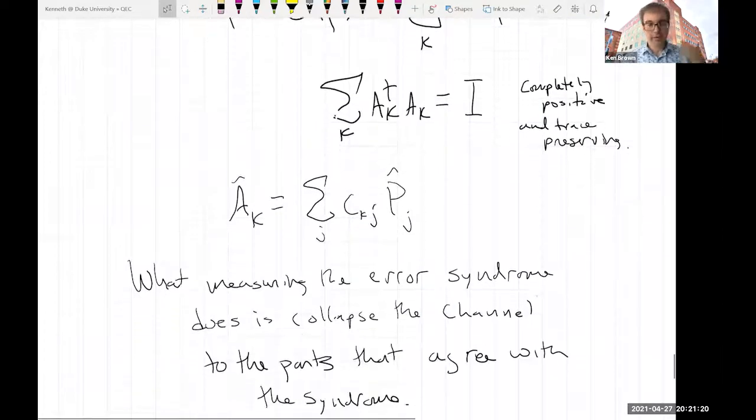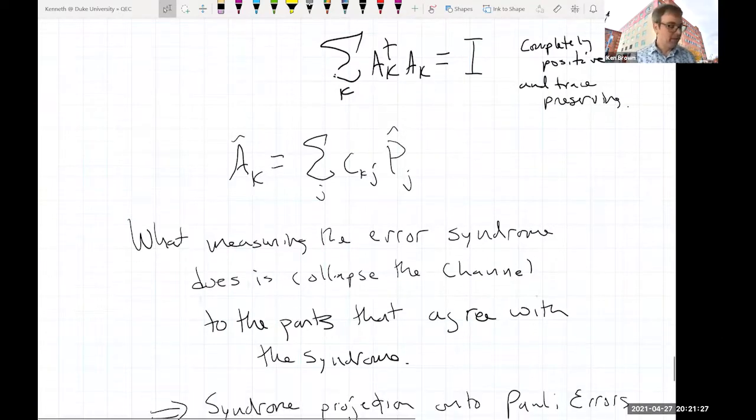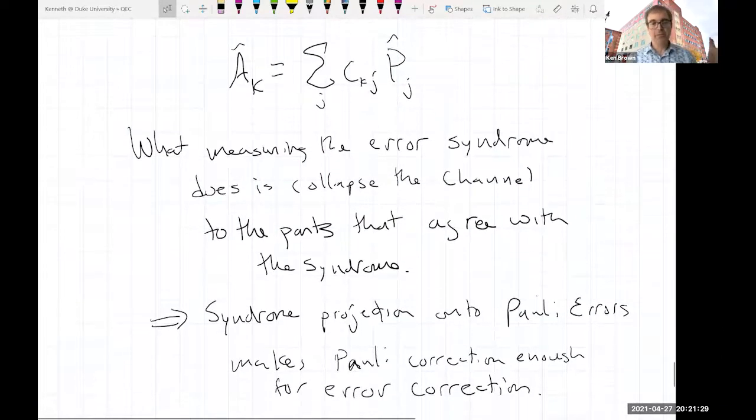Any Kraus operator we can write as a sum of Pauli operators, because we can write any operator as a sum of Pauli operators. When we measure the error syndrome, we collapse the channel onto Pauli operators, basically. We collapse the channel into the parts which are consistent with some set of Pauli operators, and then we can do the fix. Now, again, error correction doesn't work all the time.